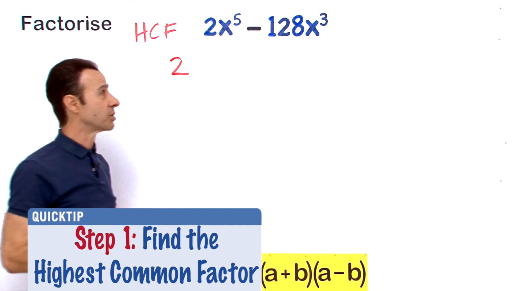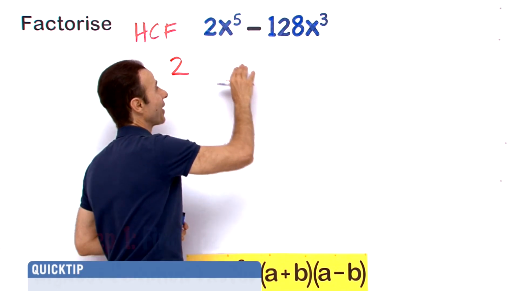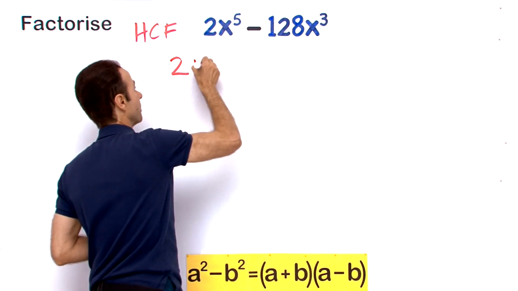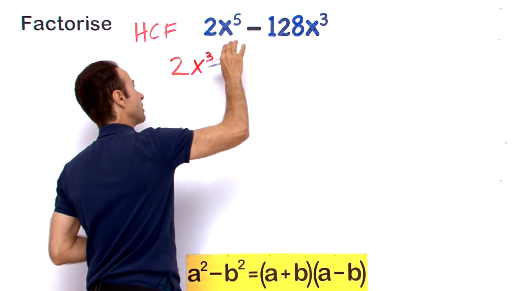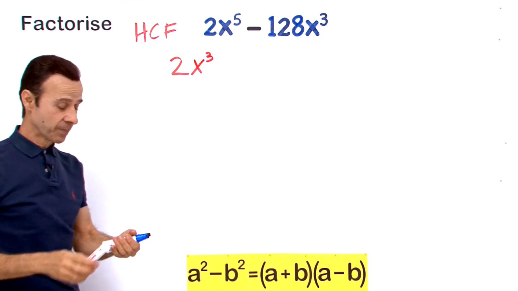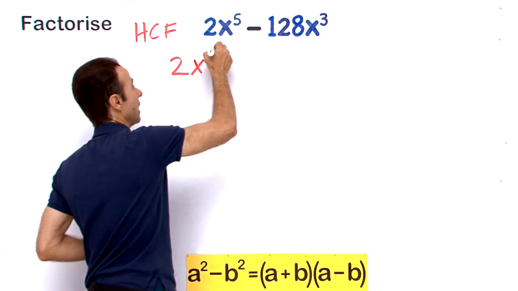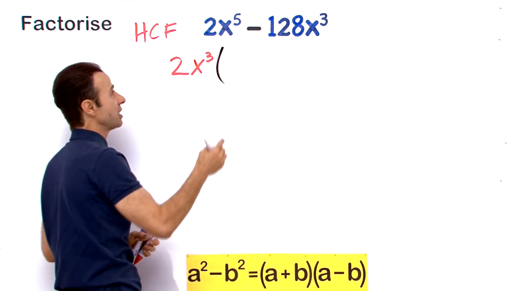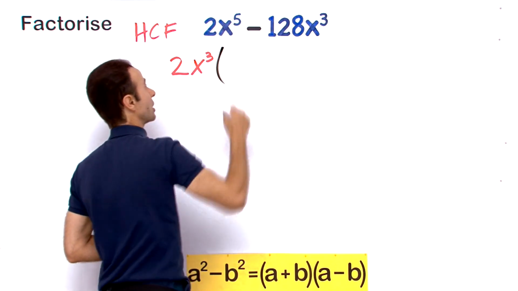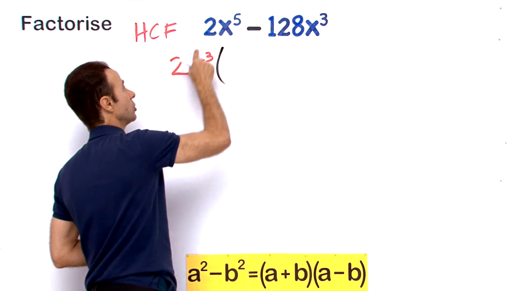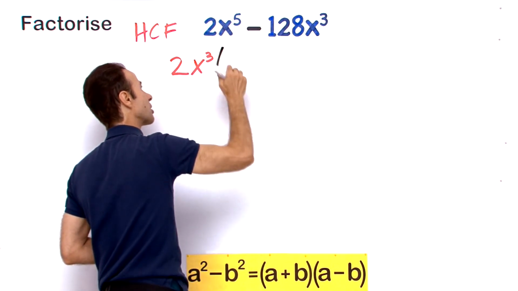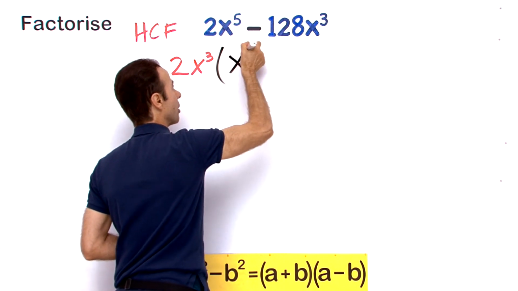Now let's look at the variables. What goes into x to the power 5 and x to the power 3? It'll have to be x to the power 3, because x to the power 3 divides into x to the 5, and x to the power 3 divides by itself perfectly, obviously. So let's put the brackets here and see what we come up with. So the question we're going to ask now as we factor this: 2x cubed times what gives me 2x to the power 5? Well, 2 into 2 goes in 1, so that's a 1, I don't have to write anything. X to the power 3 into x to the power 5 is x to the power of 2.